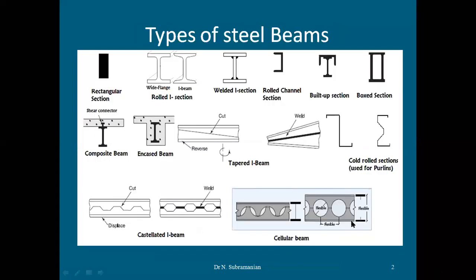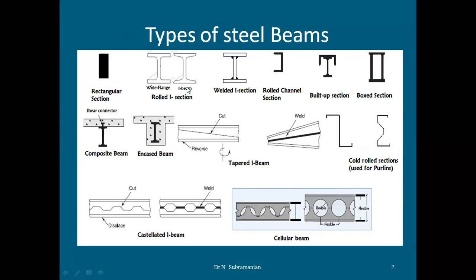What are the different types of steel beams we are going to use? We have different kinds of steel sections, isn't it? We can make use of a rectangular section as a beam, and we can use even hot rolled I sections as beams. These two are I beams, but the beam which has more flange width we call a wide flange beam, and normal beams we call normal I beams.